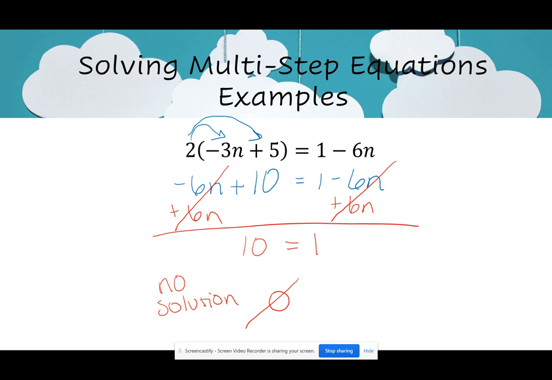Now, some people might have tried to move their constants first. So you might have had 0 equals negative 9. And that's the same exact thing, still no solution because 0 does not equal negative 9.